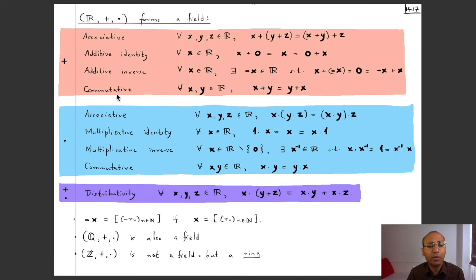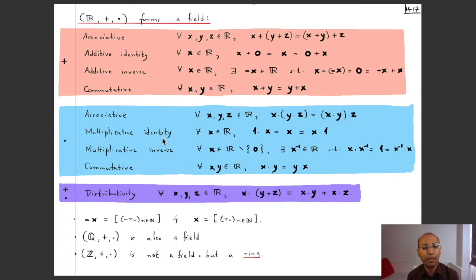And addition is also commutative, which means that for any two real numbers x and y, x plus y is equal to y plus x. So with multiplication, we have the following properties. First of all, it's associative. So for any three real numbers x, y, and z, we have that x times the product of y and z is equal to the product of x and y multiplied by z.